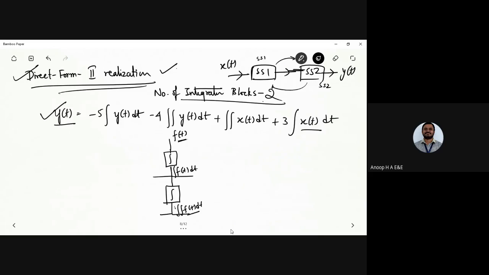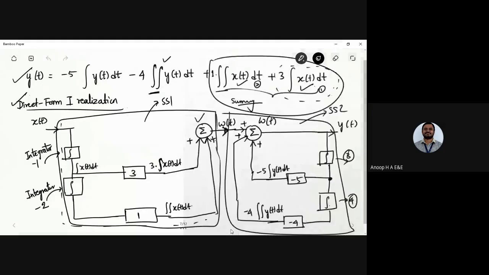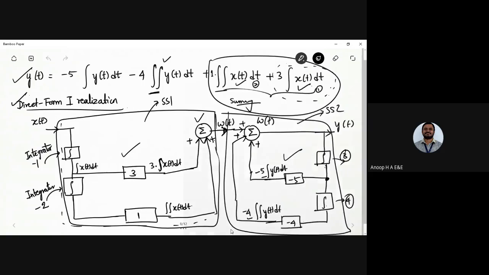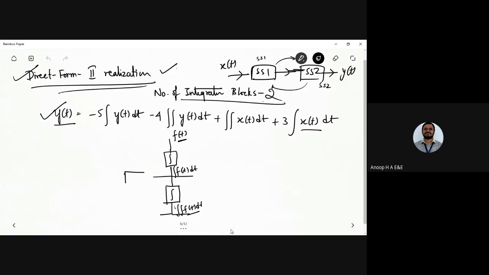Next, you need to see to it that subsystem 1 and subsystem 2 from direct form 1 realization are interchanged. So after the first integral you have -5, and after the second integral you have -4. This over here is -5, and this over here is -4. I can realize it like this. I'll call a summer block here, which represents -5 integral f of t dt, and next -4 double integral f of t dt.